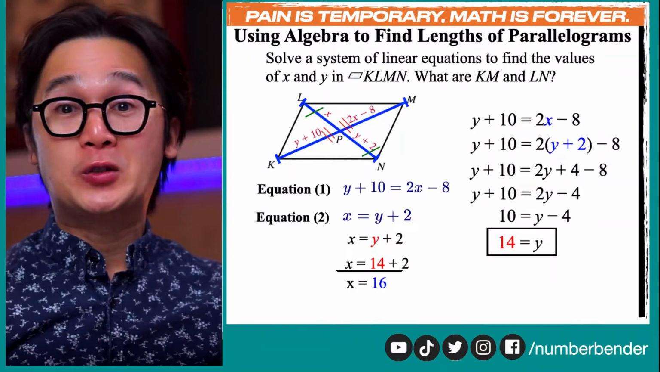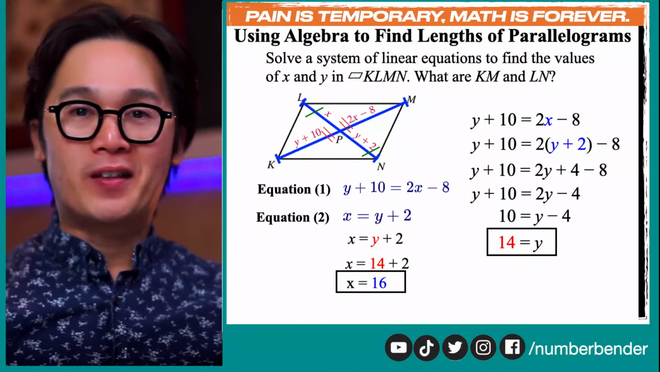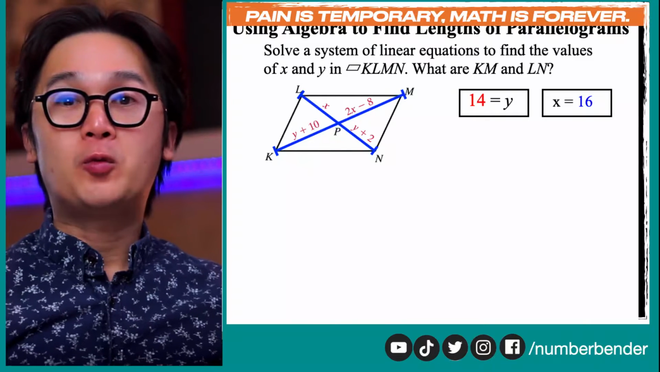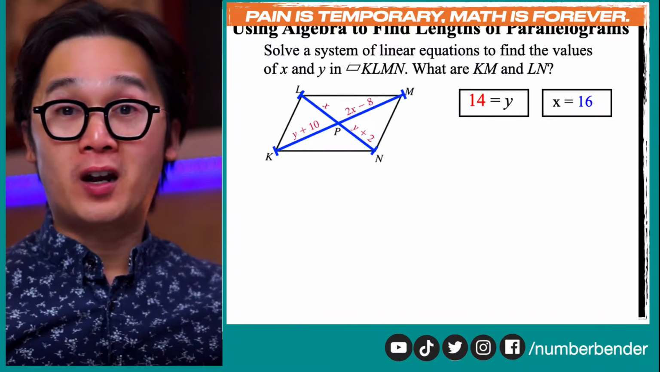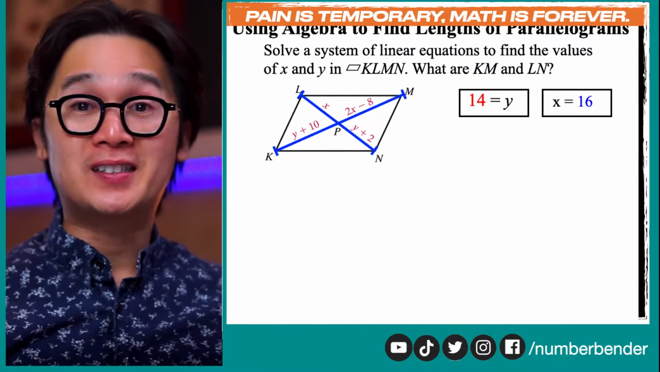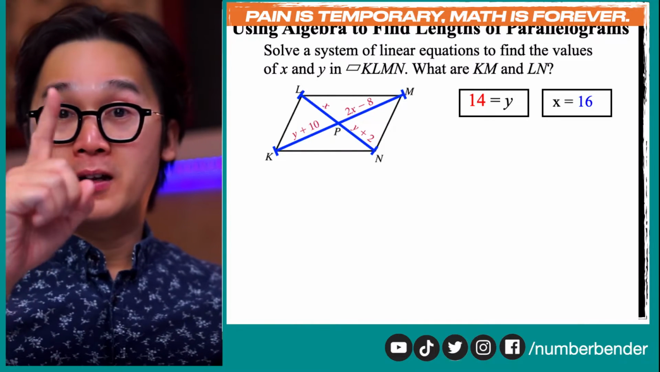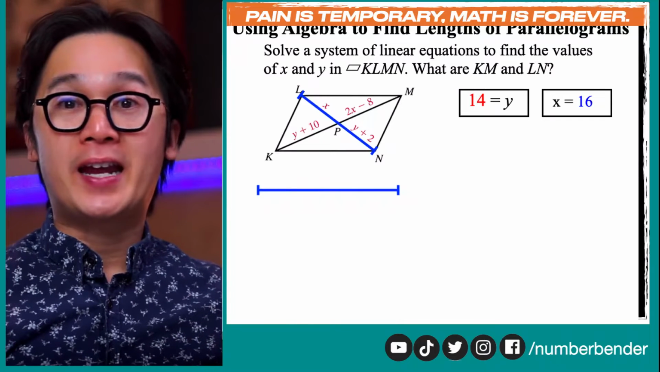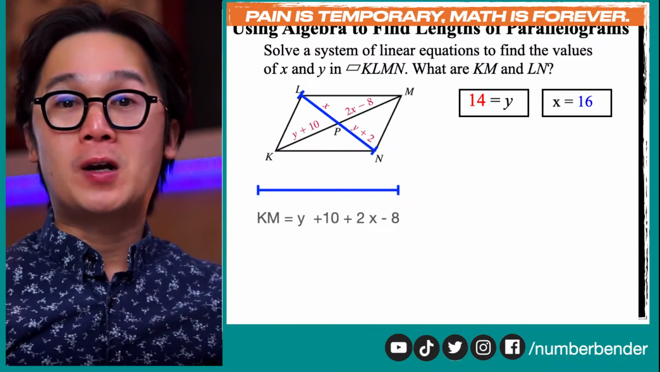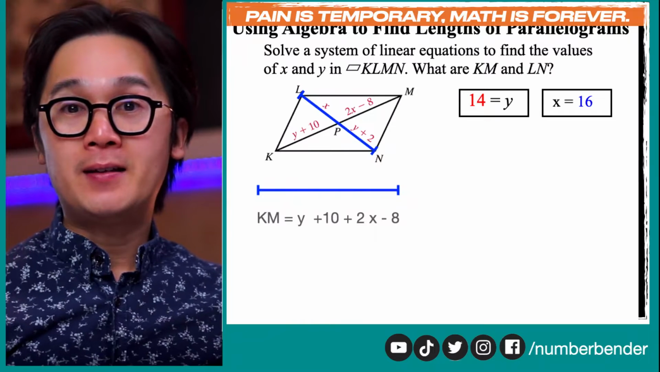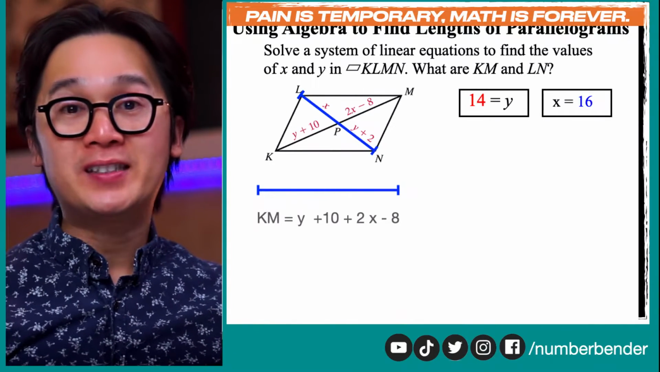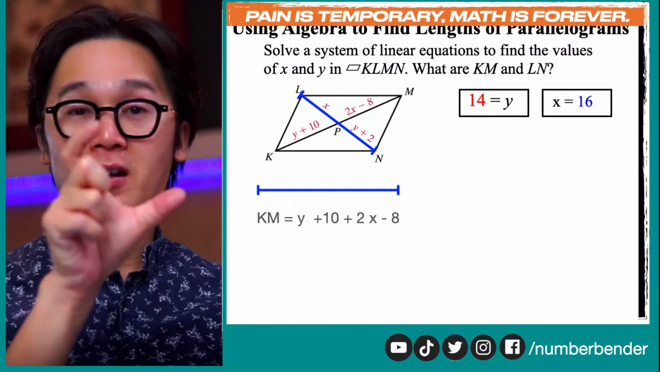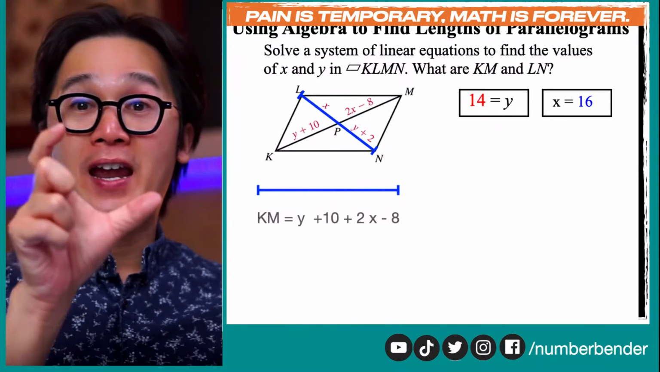So now that we have our two variables, let's clean up the slide and focus on our x and y, because here now we can find the line segments that we are calculating, which are the bisectors of our diagonals. So our first bisector is line segment KM, and we know that KM is represented by y plus 10 added to 2x minus 8, because that is the sum of the information that we have for the length of LM.